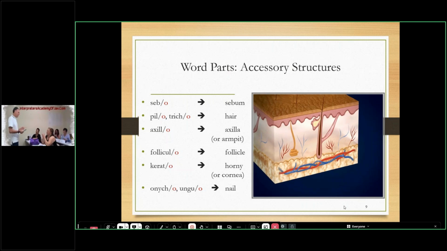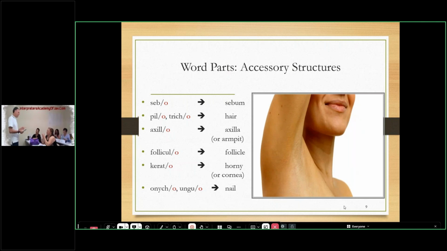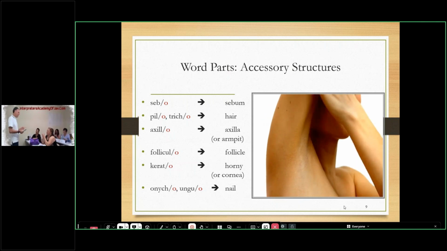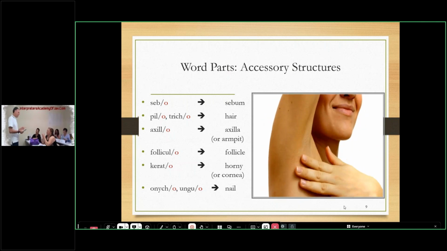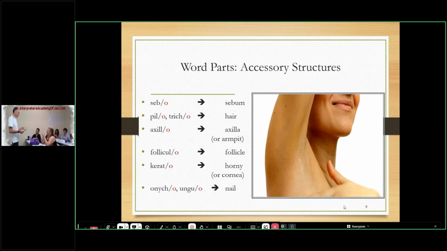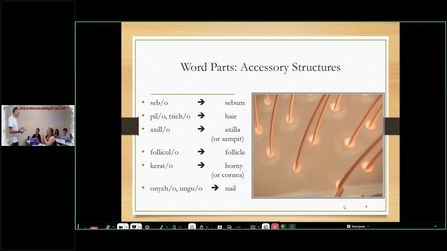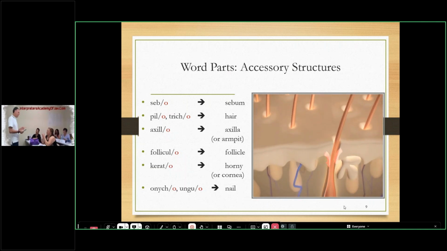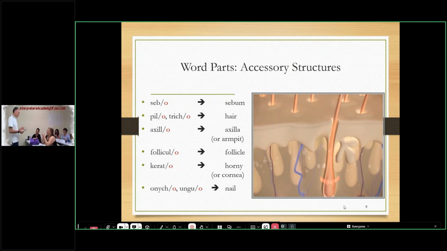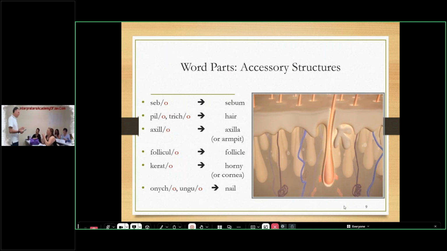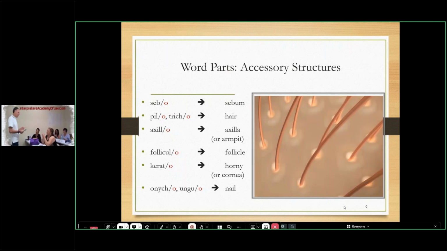Sebaceous glands secrete sebum, an oily substance that lubricates the skin and inhibits the growth of bacteria. Sudoriferous glands, also known as sweat glands, help regulate body temperature through perspiration or sweat production. Hair follicles are tiny tubes of epidermal cells that contain the root of the hair shaft. Pilomotor muscles cause erection of the hairs.